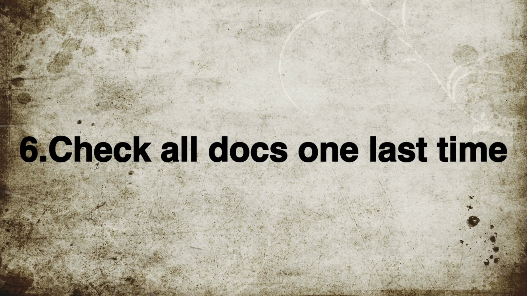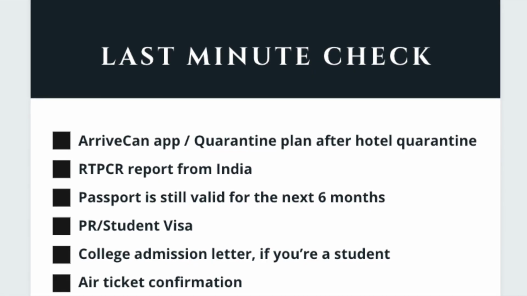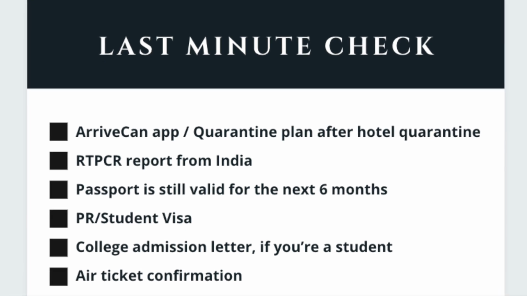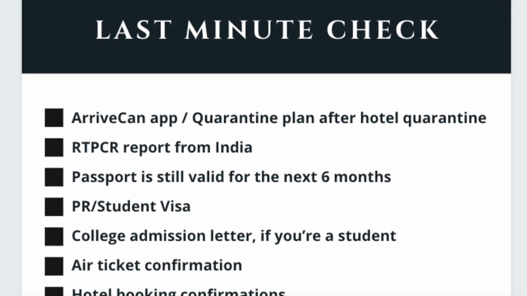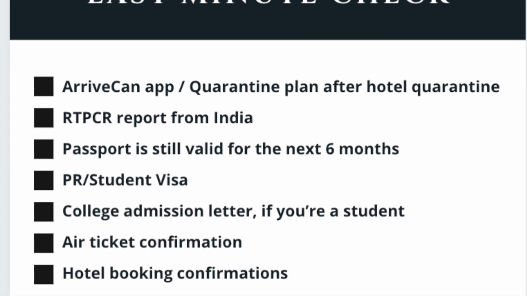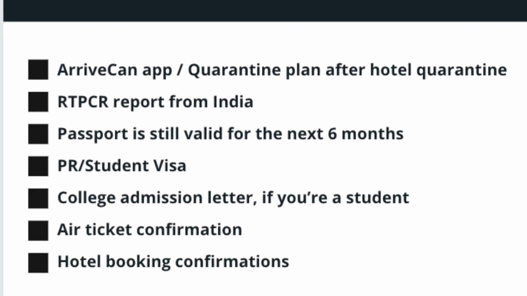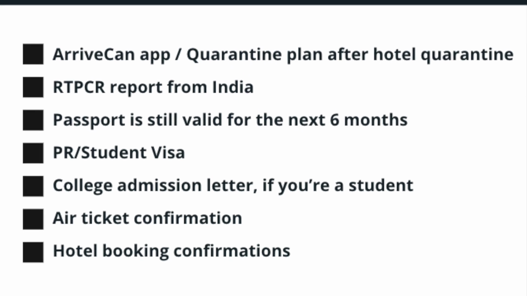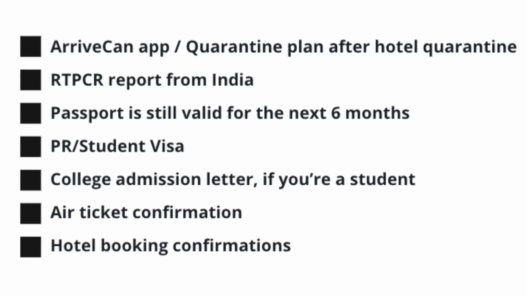So now you are more or less ready. So here are the things you need to check once again. ArriveCan app, quarantine plan after hotel quarantine, RT-PCR report from India, passport is still valid for the next 6 months or not, PR or student visa, college admission letter if you are a student, air ticket confirmation, hotel bookings confirmation.